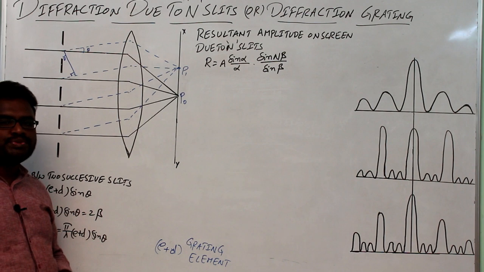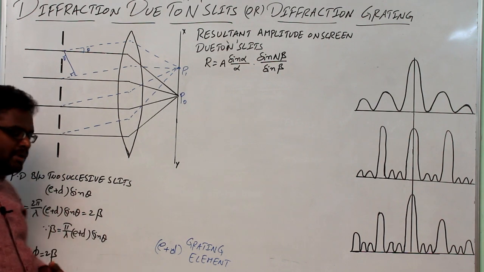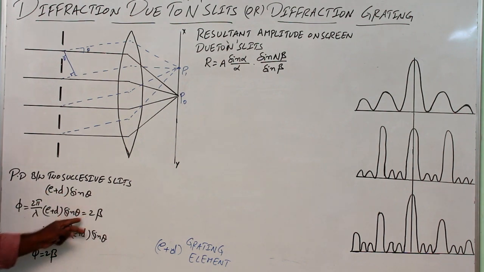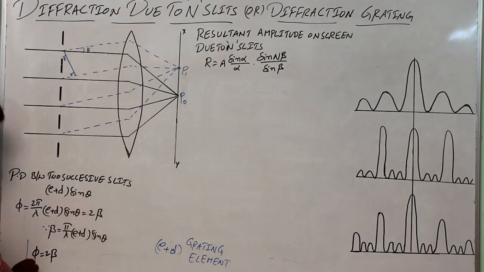From that path difference, we can calculate the phase difference. The phase difference phi can be calculated by multiplying the path difference with 2 pi by lambda. So if you multiply the path difference with 2 pi by lambda, then you will get the phase difference phi. And let us say pi by lambda of (E plus D) sin theta is beta. So you can have phi equals 2 beta.